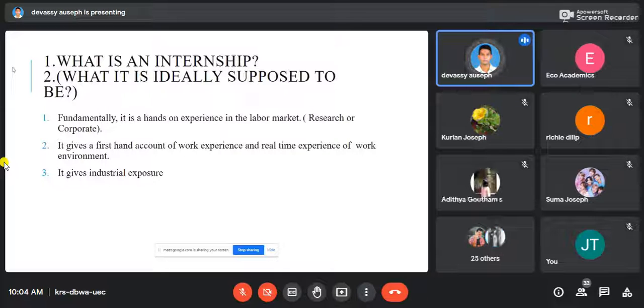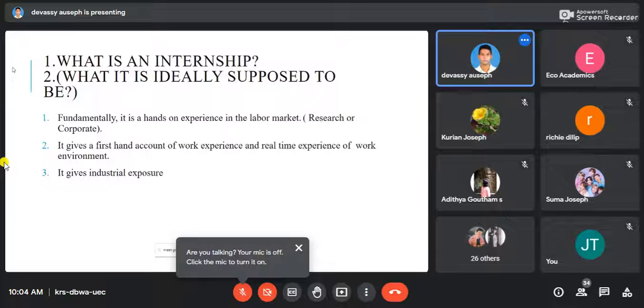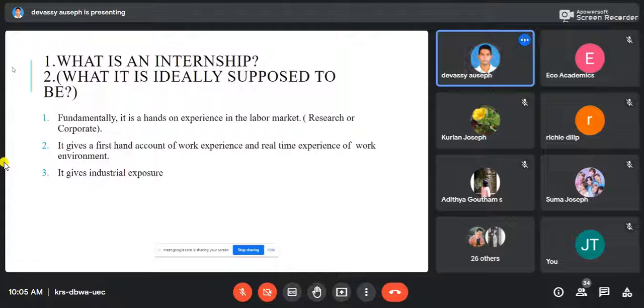What is an internship? Fundamentally, it is a hands-on experience in the labor market. It is nothing more or nothing less. For example, anything that gives you active participation in the job market is an internship. You'll be participating, you'll be doing things rather than sitting idly and not doing things.